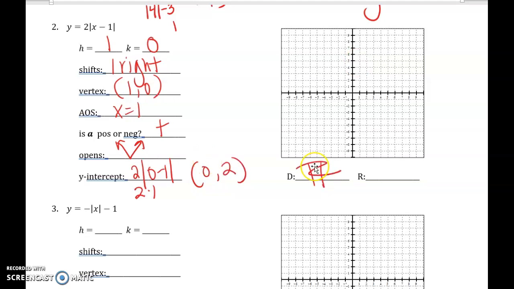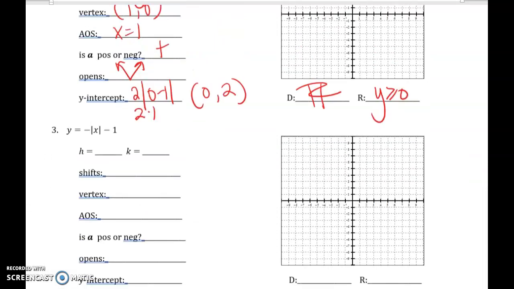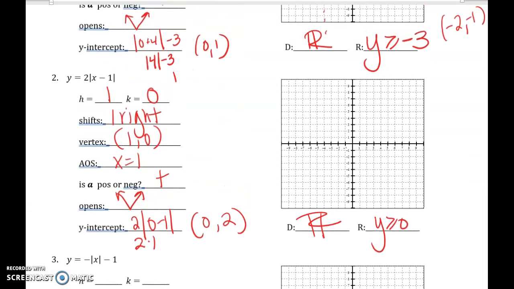Domain is always all real. And your range is going to be greater than or equal to 0. It's always the y-coordinate of your vertex is the range. So that's a little fun fact. All right, so let's plot. 1, 0 is right here. Your axis of symmetry is at 1. Your y-intercept is at 0, 2.